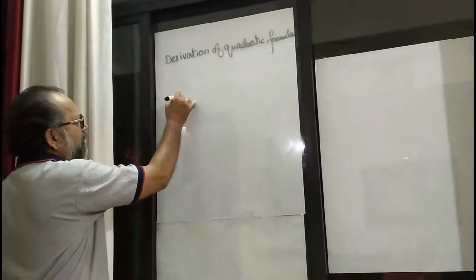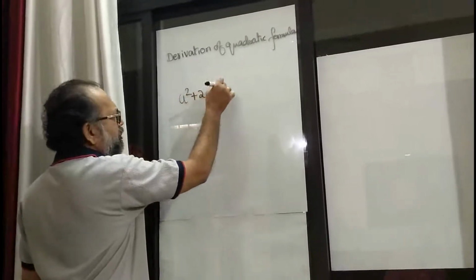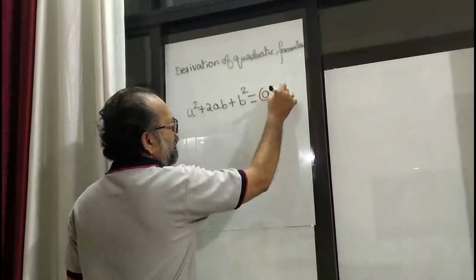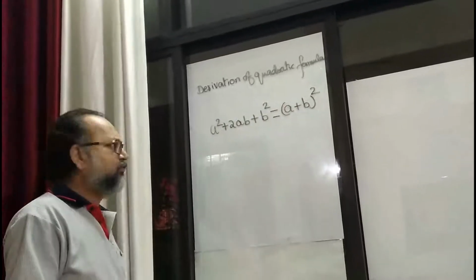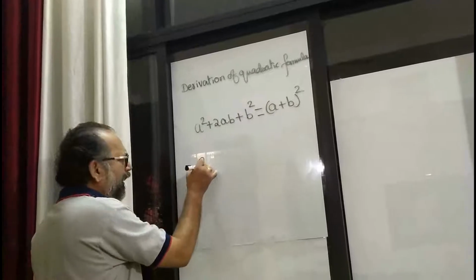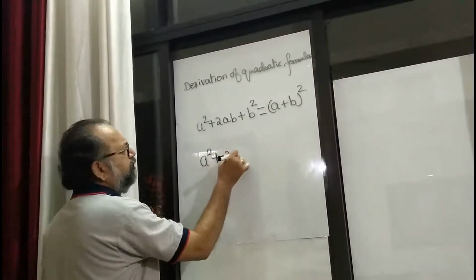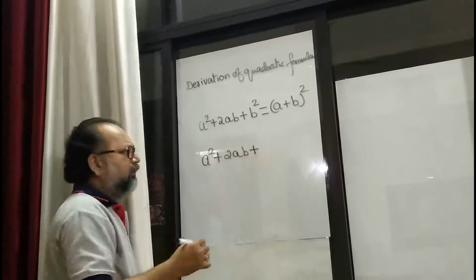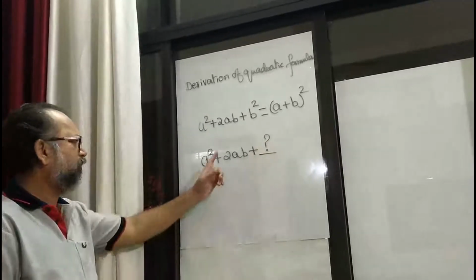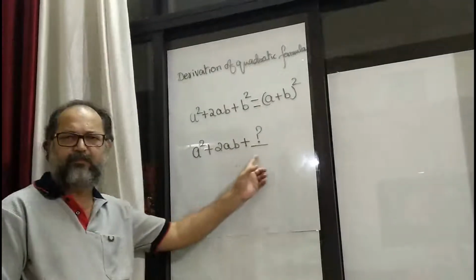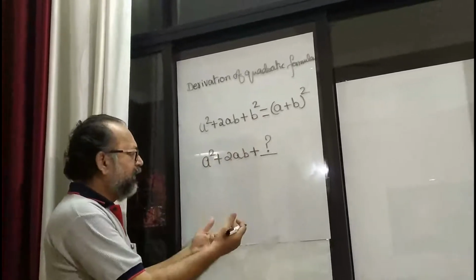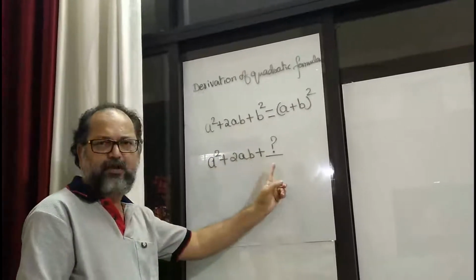You know this identity, a square plus 2ab plus b square, is the square of the binomial a plus b. So this is a perfect square because it is the square of a plus b. But if you have this trinomial with the last term missing, and you are asked what should be that last term so that this becomes a perfect square, there is a method. Actually we know that it should be b square, but there is a method of finding that b square which makes this a complete perfect square.